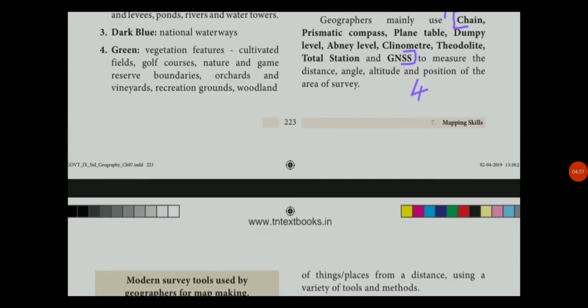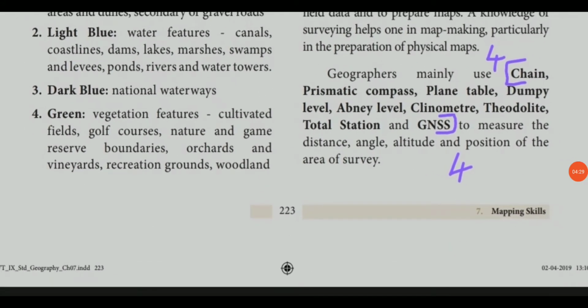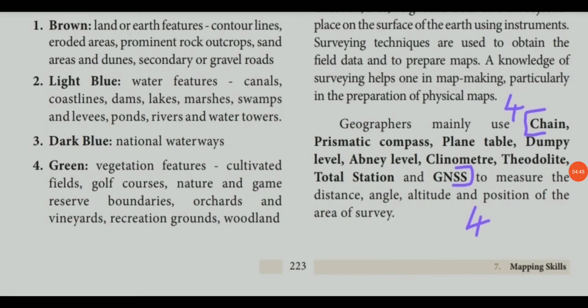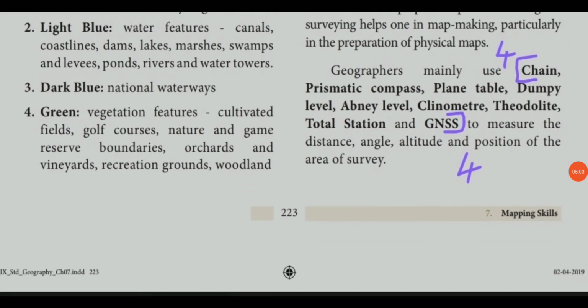Your next question. Fourth one, mention few surveying instruments, and the fifth one is define remote sensing. Now we'll see the fourth and fifth answers from your book. From your book, page number 223, the surveying instruments are chain, prismatic compass, plane table, dumpy level, Abney level, clinometer, theodolite, total station and GNSS. Till this you'll be writing.